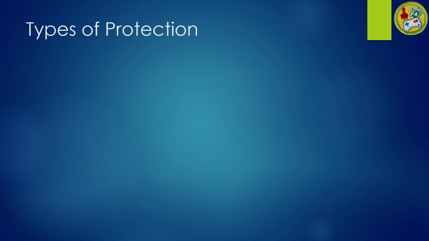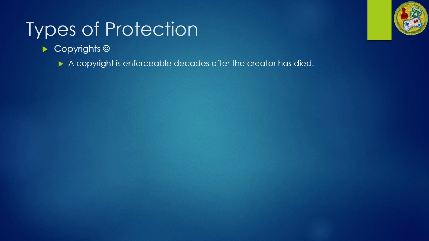Alright, what types of protection are out there? First, we have copyrights, which are those little C circle symbols you can find at the bottom of some websites. A copyright is enforceable decades after the creator has died.